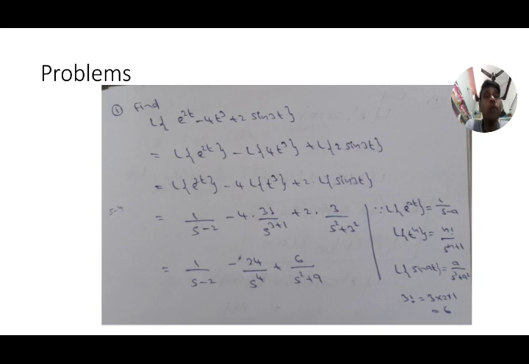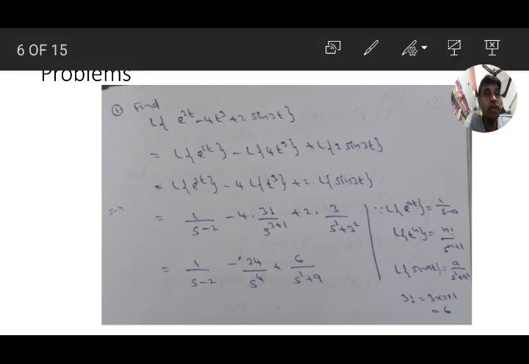Okay, here we have an algebraic sum of 3 functions: e to the power of 2t minus 4t cube plus 2 sine 3t. So by using the linearity property, first we will divide into individual Laplace transforms: L of e to the power of 2t, minus L of 4 t cube, plus L of 2 sine 3t.